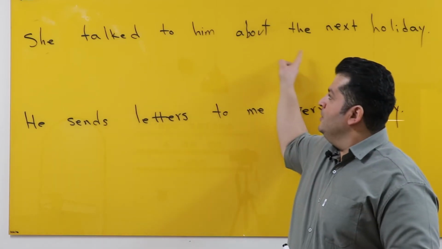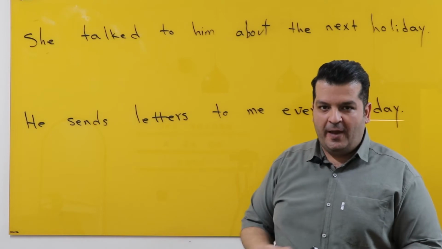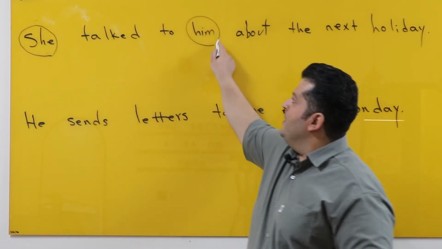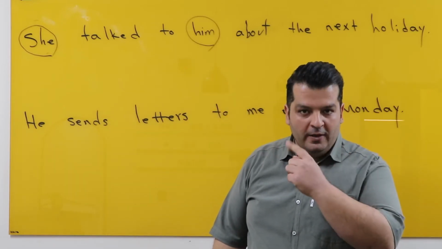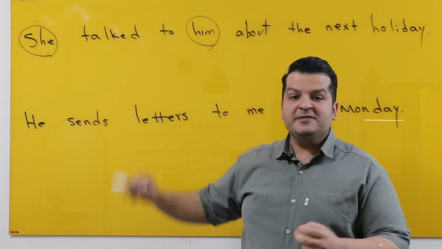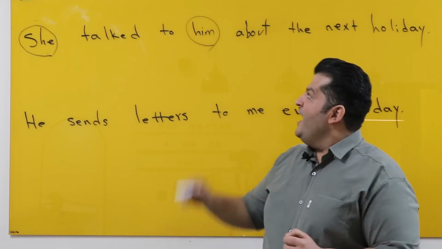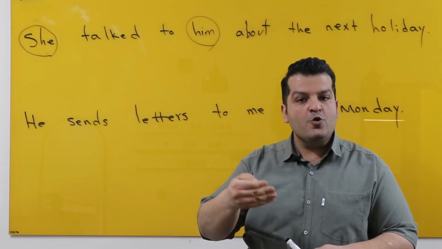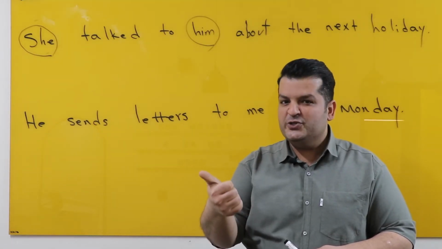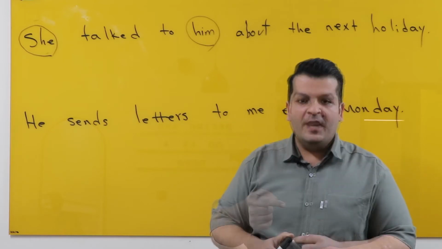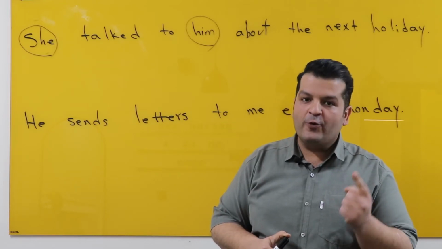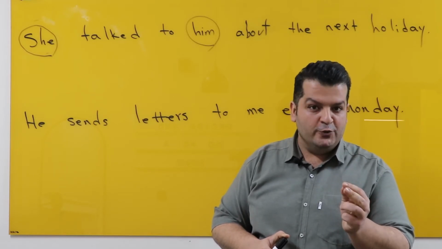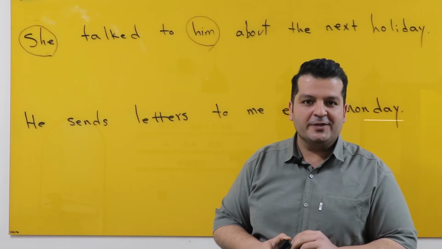How many people do I have in my first example? She and him. I have two people in my first example. She is the subject of my sentence, and him is the object of my sentence. So for making a question for the subject, which is she, I use who, and for making a question for him, I can use both who and whom, because who has two roles, subject and object.